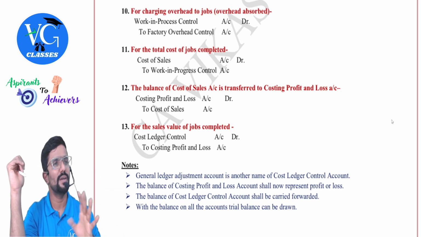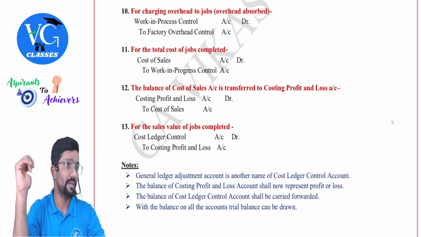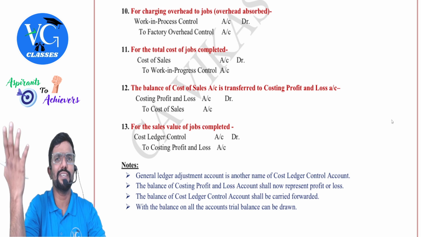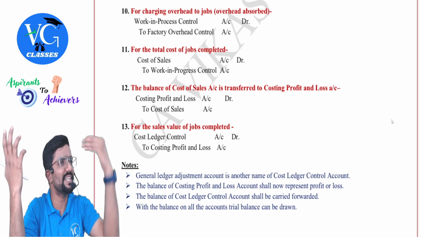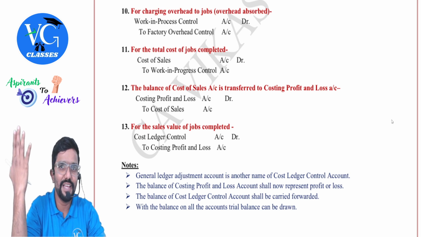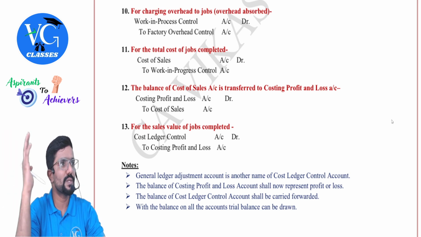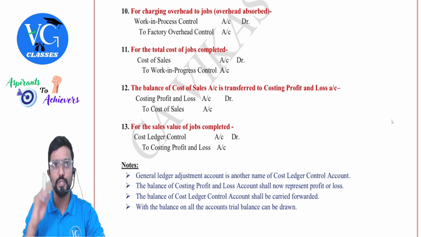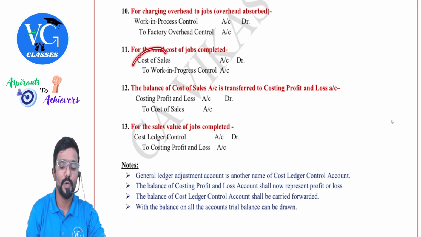But when it comes to a job, there won't be a finished goods control account. If by chance it is given in the question, then follow the same procedure which we discussed in the cost accounting system. Clear? Normally, finished goods will not be there. So straight away, cost of job completed, where do you transfer it to? Cost of sales. Okay, sir.